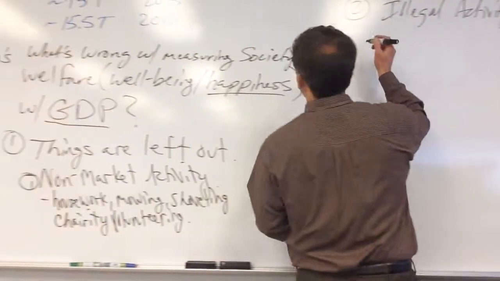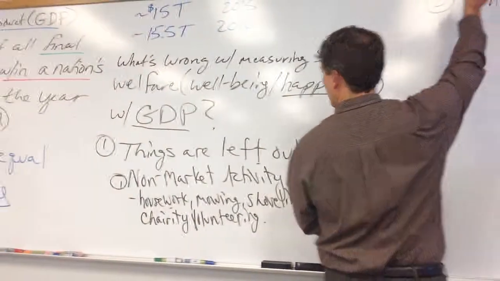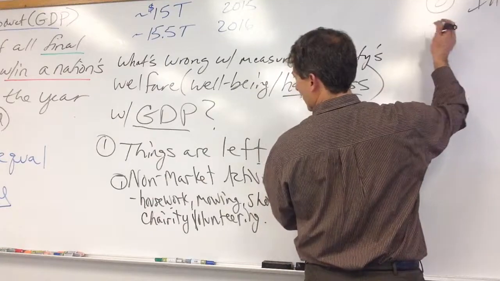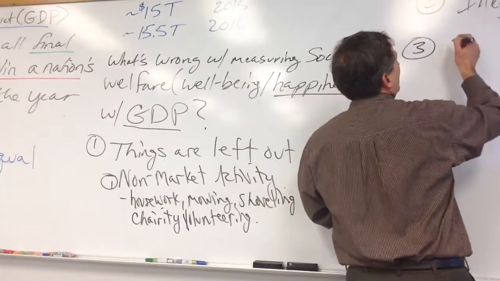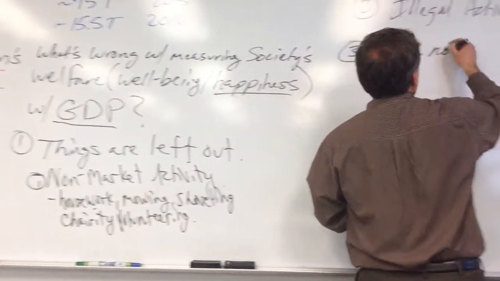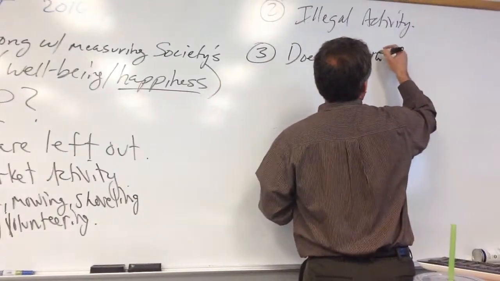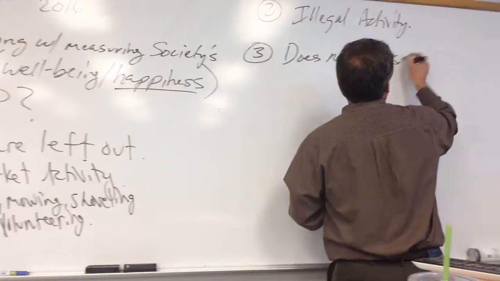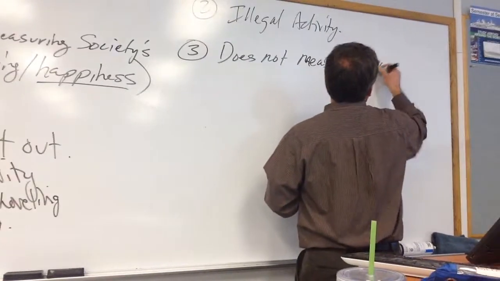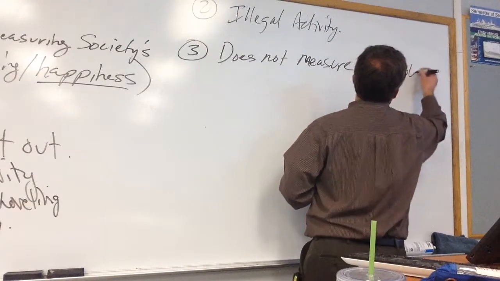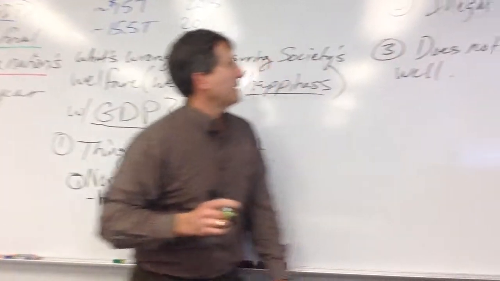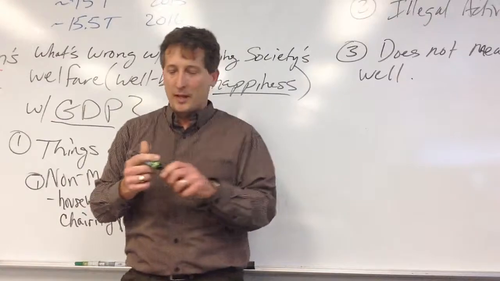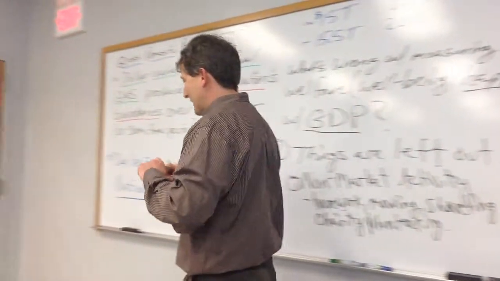Number 3, which kind of maybe is just a summary. Number 3: GDP does not measure intangibles well. What do we mean by intangibles?